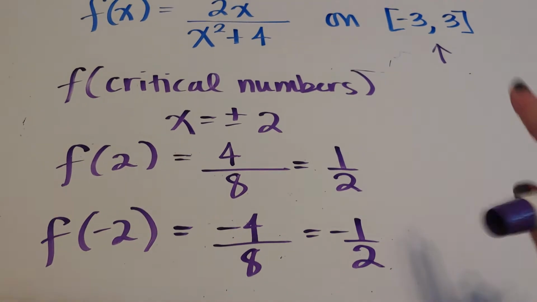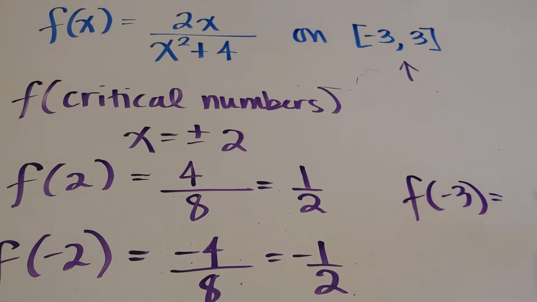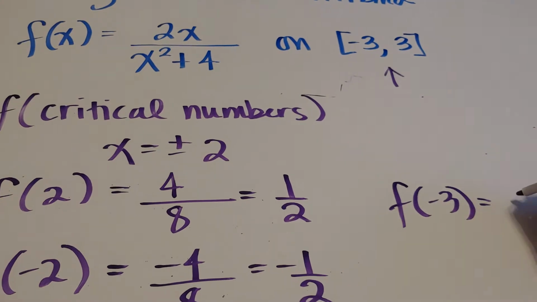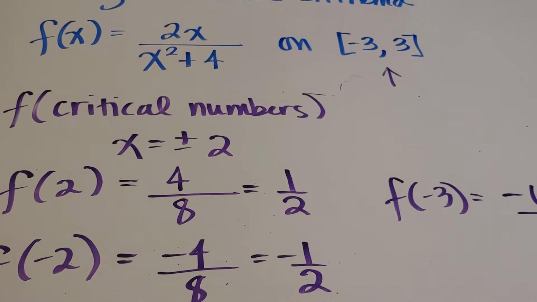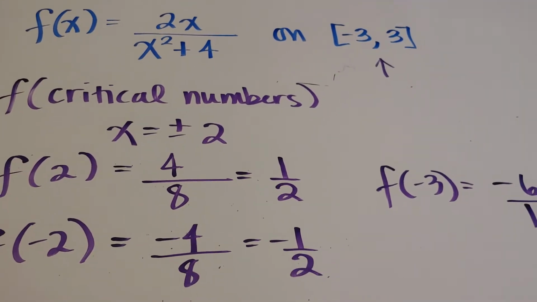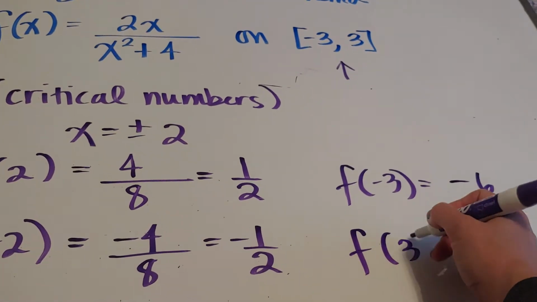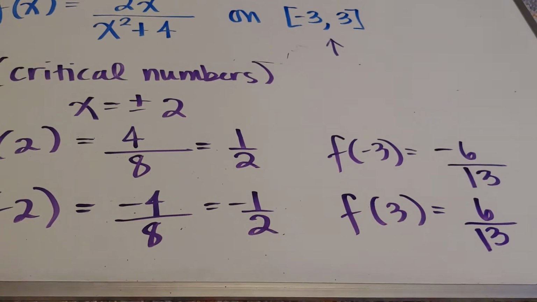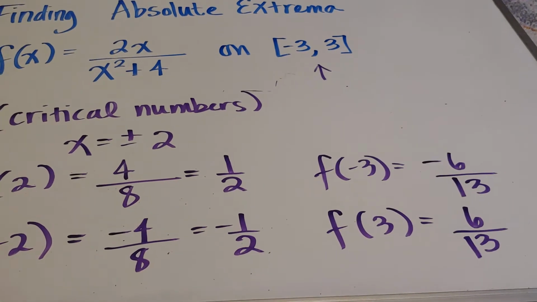All right, now let's do the same thing with negative 3 and positive 3. So for negative 3, I'm going to get 2 times negative 3 is negative 6. Negative 3 squared is 9. 9 plus 4 is 13. Oh my goodness. And then f of 3 is going to be a positive 6/13. All right, so I have to know which one's the biggest number and which one's the smallest number.